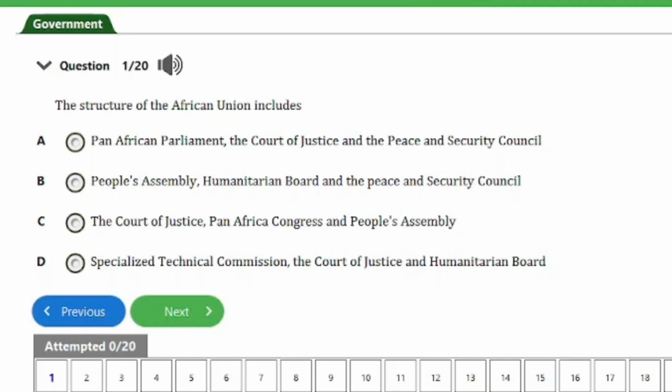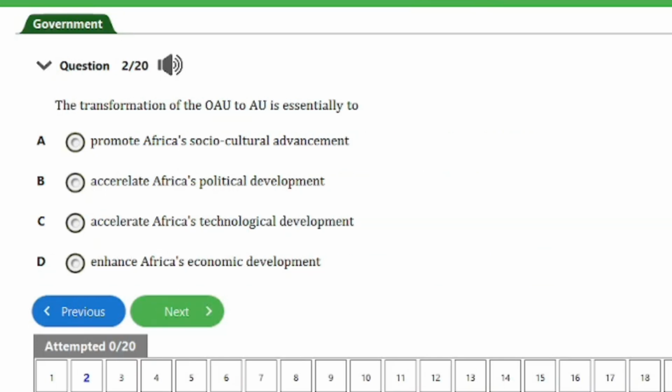Let's head on to the next one, guys. So over here we have question number 2. It says, the transformation of the OAU to AU is essentially to A. Promote Africa's socio-cultural advancement. B. Accelerate Africa's political development. C. Accelerate Africa's technological development. And D. Enhance Africa's economic development. So guys, the answer to this question is option D, to enhance Africa's economic development. And that's it for this question. So let's head on to the next one, guys.